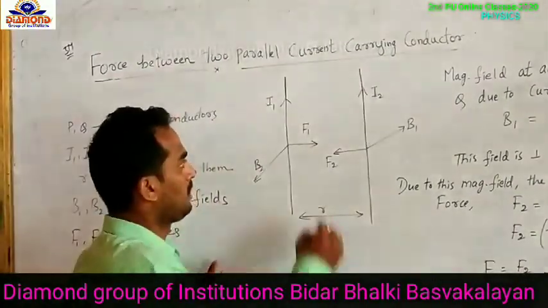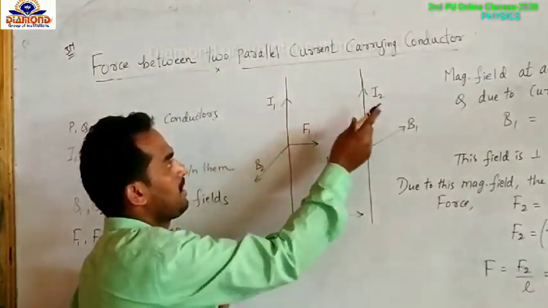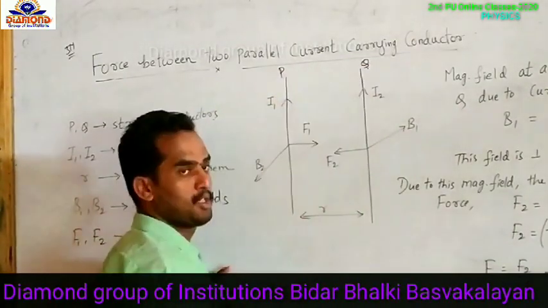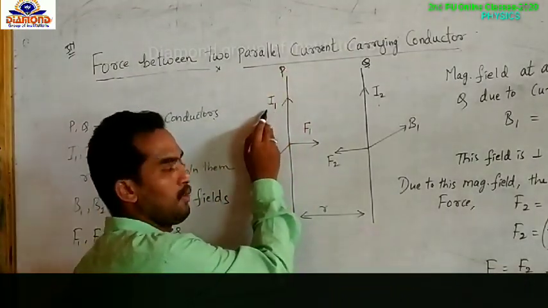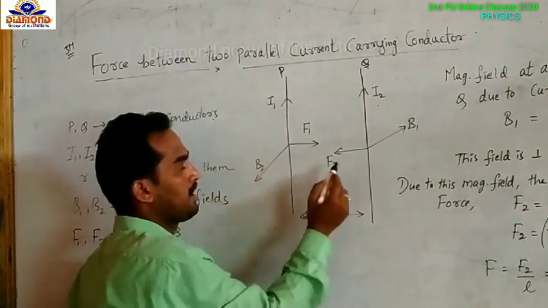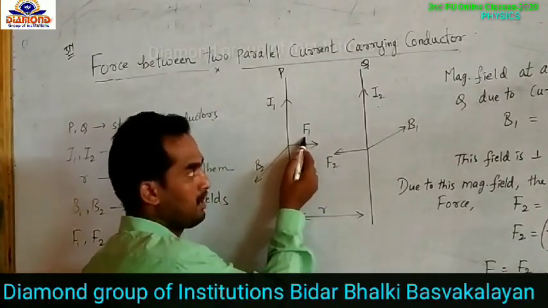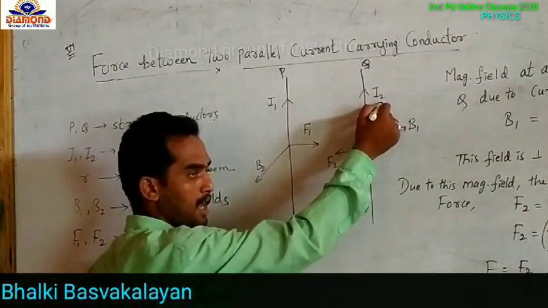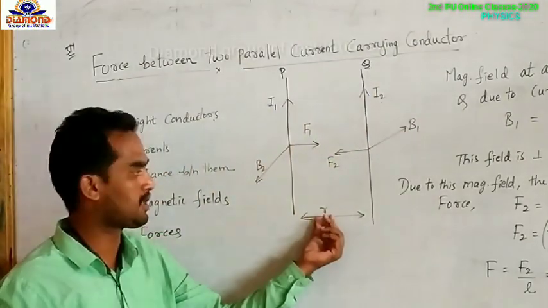See the figure here. There are two straight conductors, in which I1 is the current and I2 is the current. The first conductor is P, the second conductor is Q. In the first conductor, the current flowing is I1, and based on this I1, a magnetic field B1 is produced, whereas the force is F1. Similarly, in the second conductor the current flowing is I2, and the two conductors are separated by a distance R.